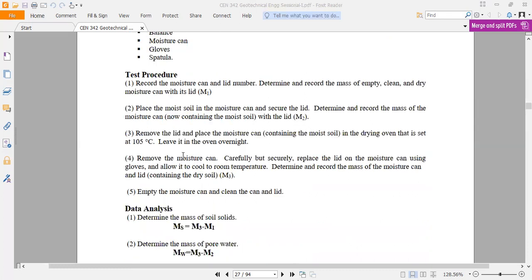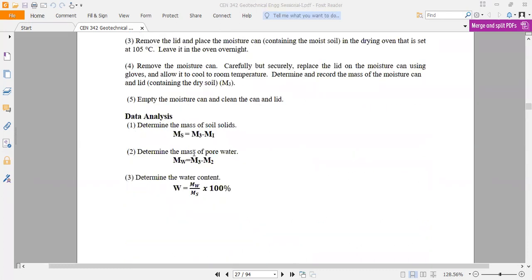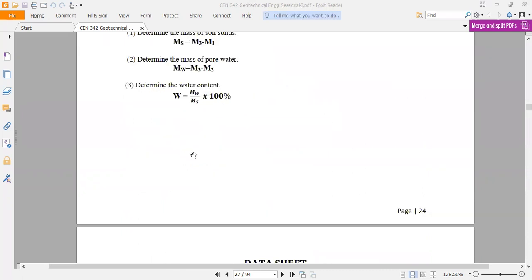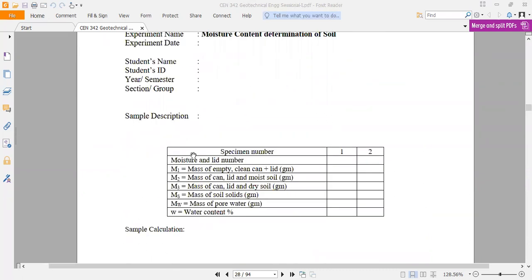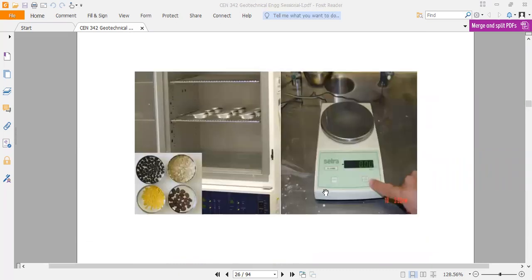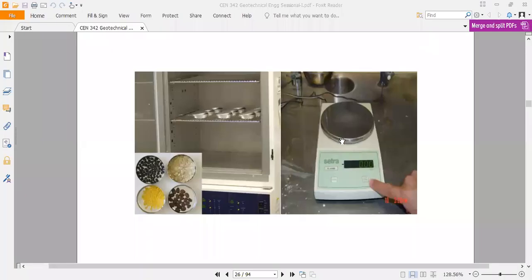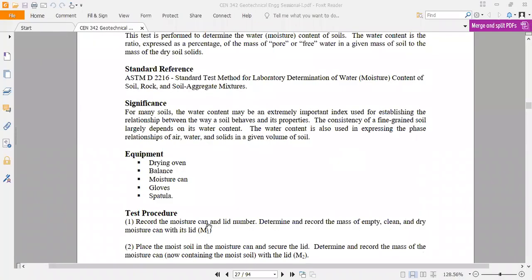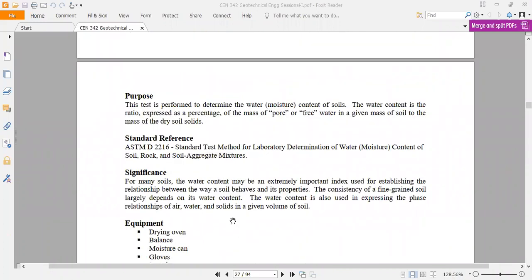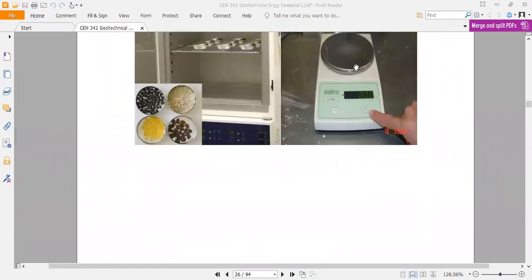The first step: record the moisture can and lid number. We have to record the weight. Here we can see in the figure, we have to measure this lid and also this can. This is the lid and this is the can.